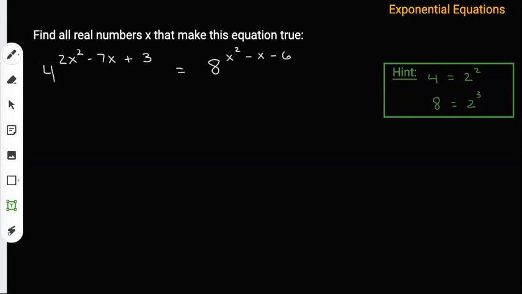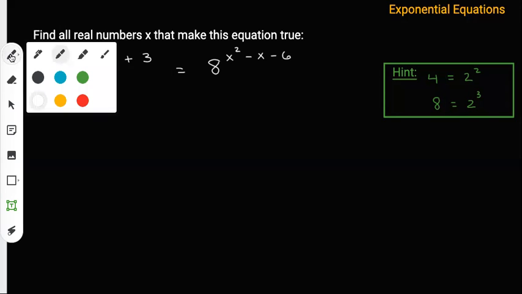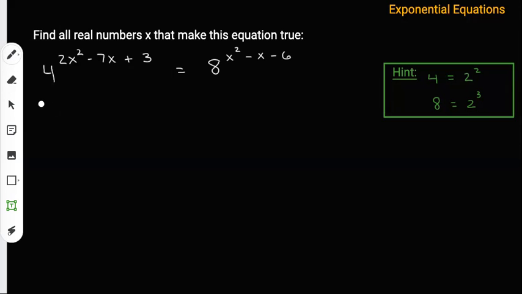So I have a hint over here that we're going to use. 4 is going to be equal to 2 squared, right? That's 2 times 2. And we have 8 is equal to 2 cubed, which is 2 times 2 times 2. So what we're going to do is replace this 4 with a 2 squared. So I get 2 squared, and my exponent is the 2x squared minus the 7x plus the 3. On the other side, I have an 8. I'm going to replace that with 2 cubed, so 2 to the third power. And we're raising that to the x squared minus x minus 6 power.